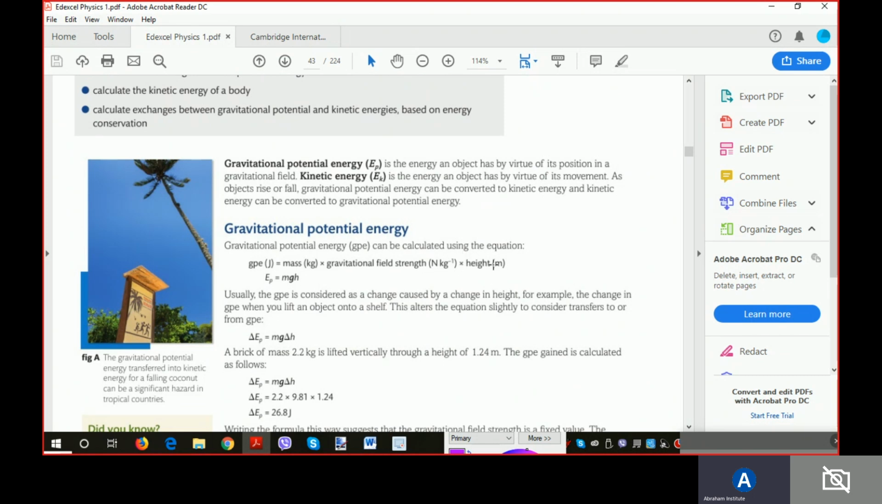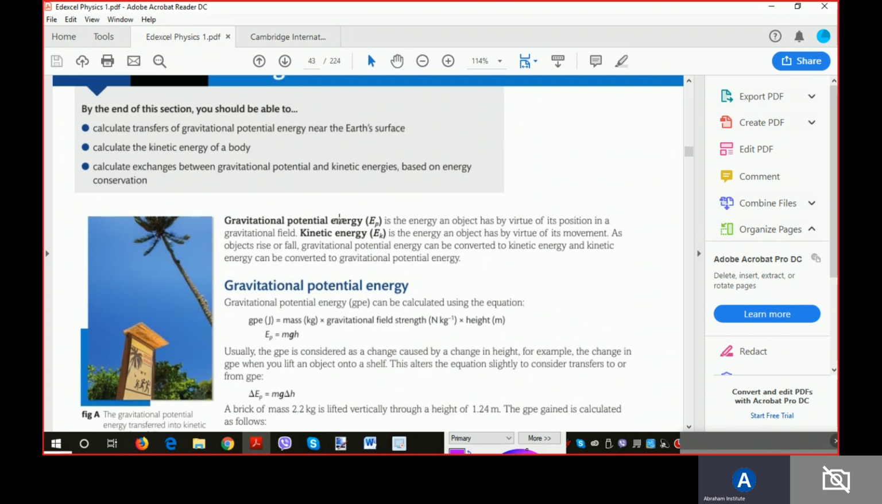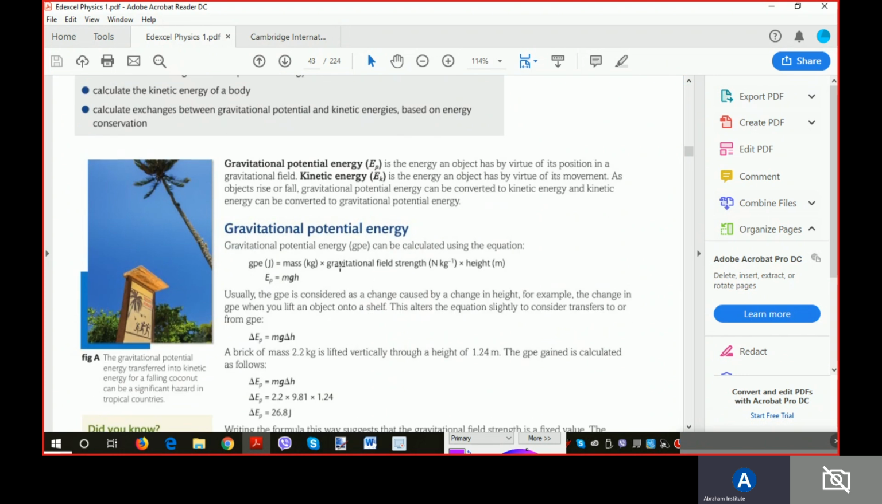It's very important that you understand this. This height is not a slanted height, it is always a vertical height. Okay, and what is gravitational potential energy? That is the energy an object has by virtue of its position in a gravitational field. So if you consider an object on the surface of the earth, the further and further you take the object away from the earth, the greater and greater will be the height, and therefore the greater will be the gravitational potential energy. Okay, assuming that the gravitational field strength remains constant.